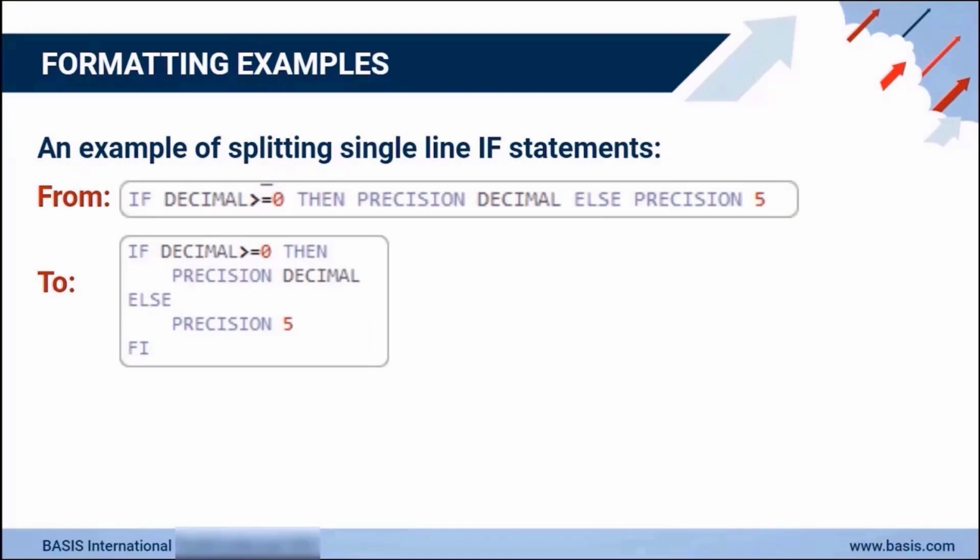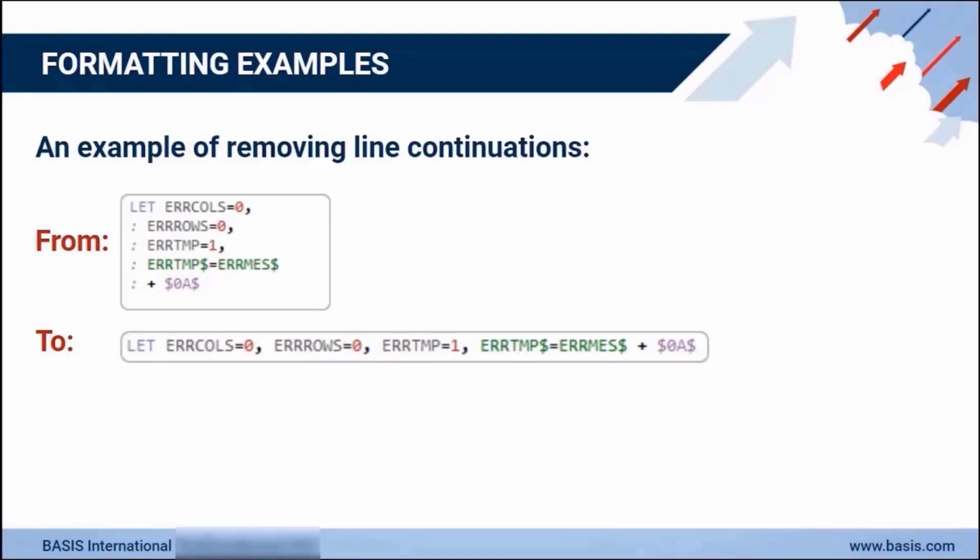One example of splitting a single-line if statement is the one on the screen there for you, which says if we had the from line, then once we have formatted it with the option turned on, you get the to box, the lower part there, which shows how indentation and line breaks can make your code more readable and maintainable. Here's an example of what happens when you remove line continuations.